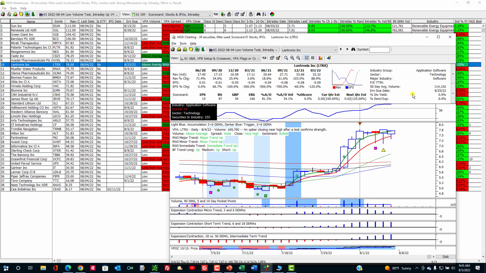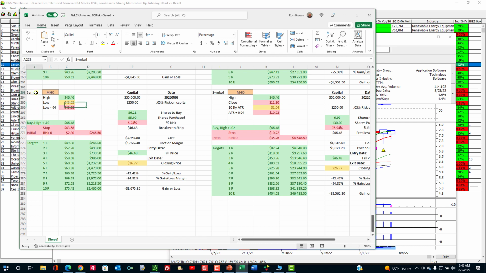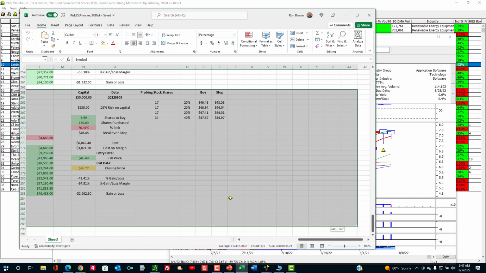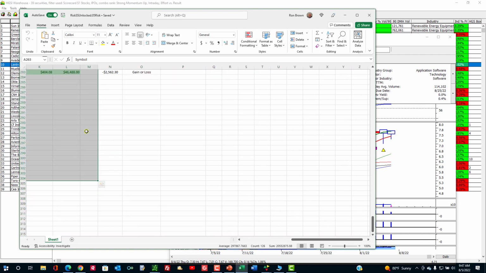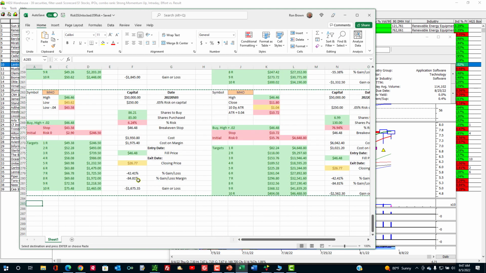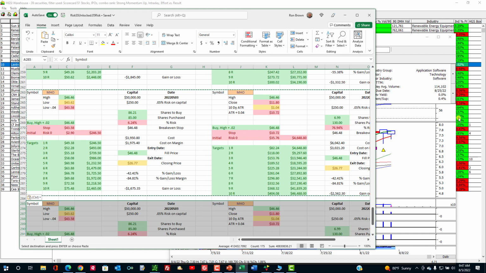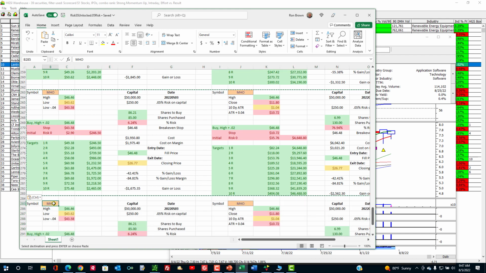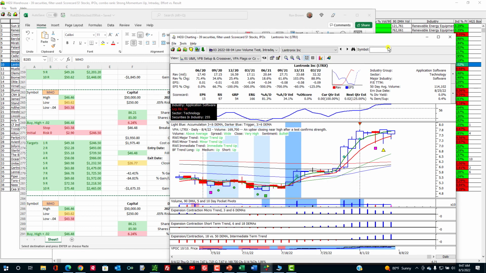So what do we have? We have a flag setting up here. Application software, earnings are coming out the 25th. I kind of like the looks of this stock. It's an inexpensive stock. What I'm going to do is pull up my spreadsheet. I'm going to copy this, Control C, go back over here, Control V. I'm going to put the symbol in.